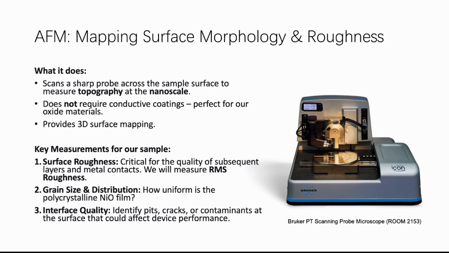We will measure RMS roughness. The second one is the grain size and its distributions. How uniform are the polycrystalline nickel oxide films? The third one is the interface quality. We need to identify peaks, cracks, or contaminants at the surface that could affect device performance. The device we will use is a Berkeley PT scanning probe microscope, which is located in room 2153.